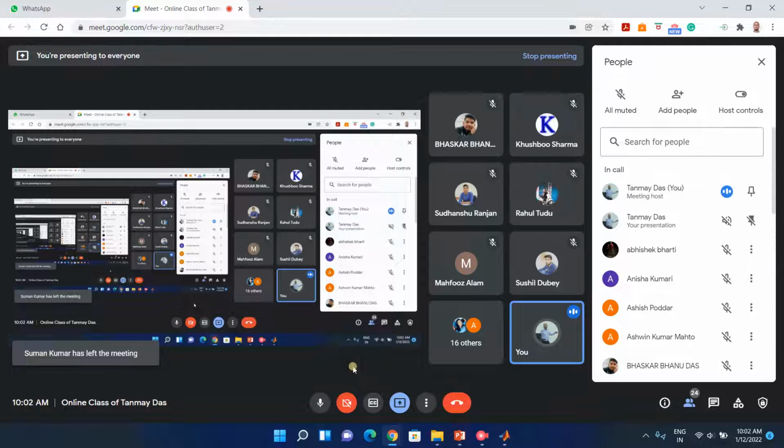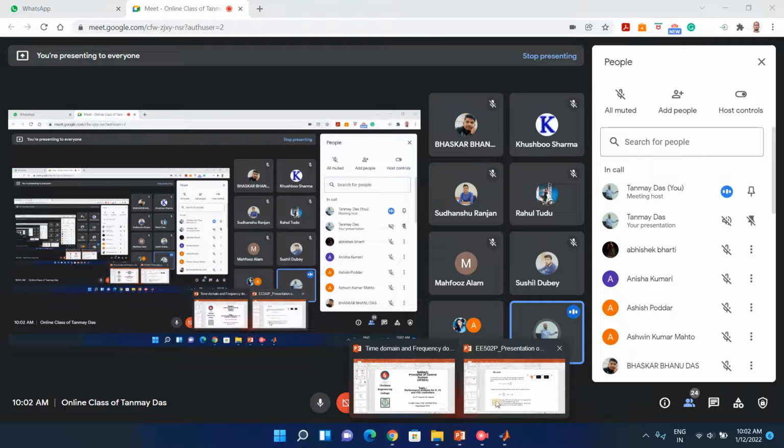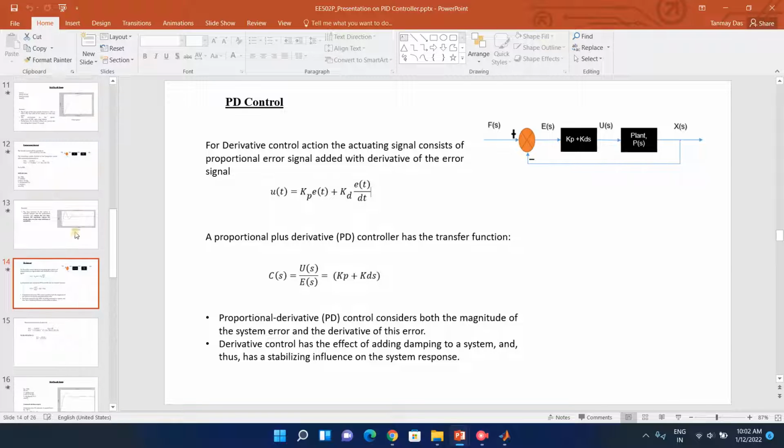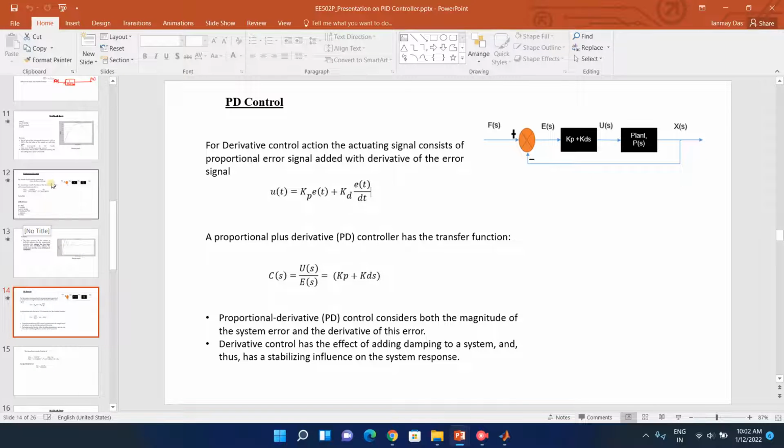In the last laboratory class, we were discussing the particular MATLAB experiment. I'm thinking of completing this topic today, so that from the next class, since the PID controller will be completed, we can start with the new topic of Bode plot. I will be teaching you the Bode plot, and Principal Sir will be teaching you the Nyquist plot. That is why I will be completing this portion of the PID controller in today's class.